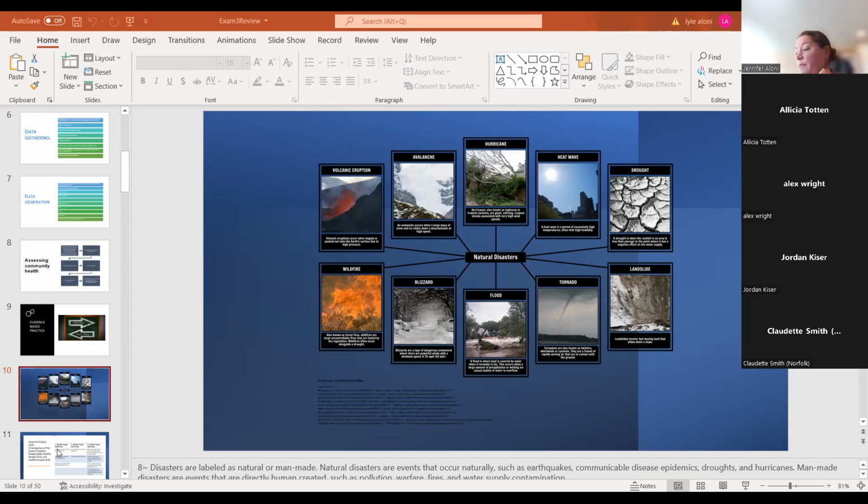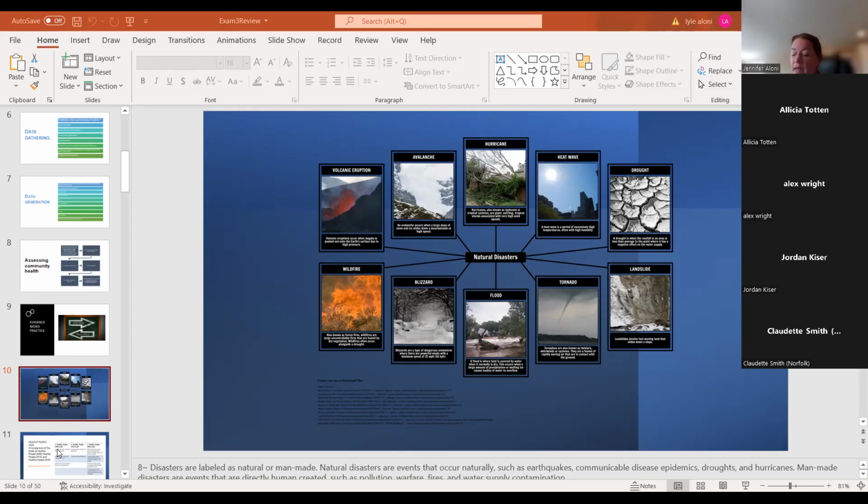So a question may be, a tornado is a type of blank disaster. Natural. Yep, it might be something along those lines. But that was one. All right, any questions on that?